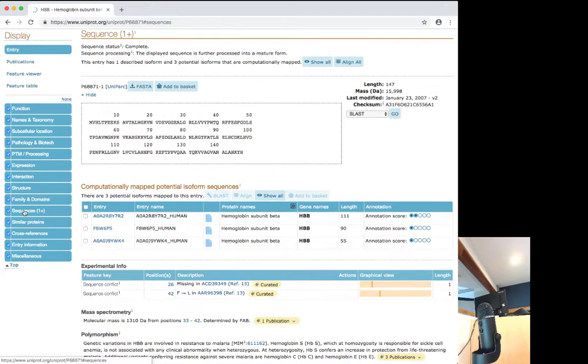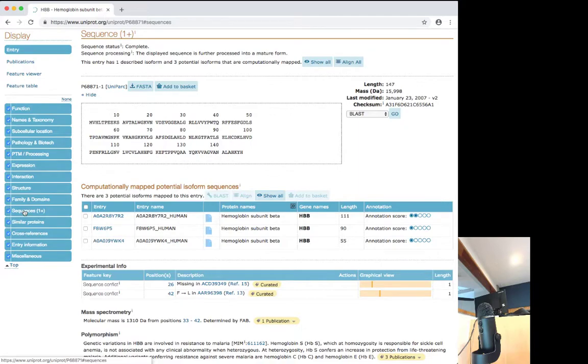If you don't find the sequence over here or the sequence with the difference spelled out, these isoforms might be inconsequential. And later I'll show you one where the information is actually useful and it tells you far more than this. What else was there?